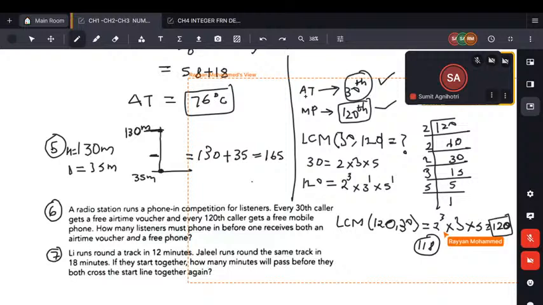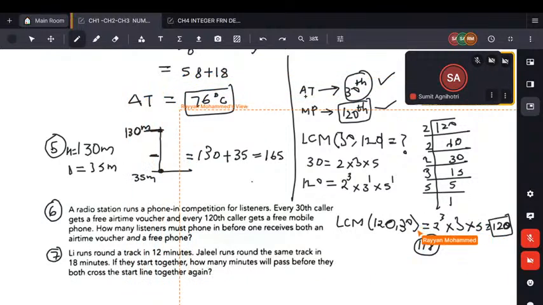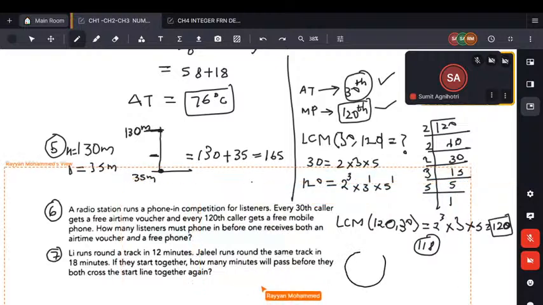Now try question 7. You first decide whether LCM is to be taken or HCF. Lee runs round a track. There is a track like this. Lee completes the round of this track in 12 minutes.